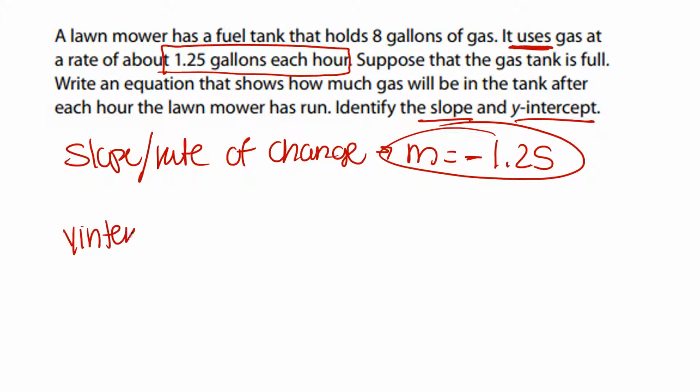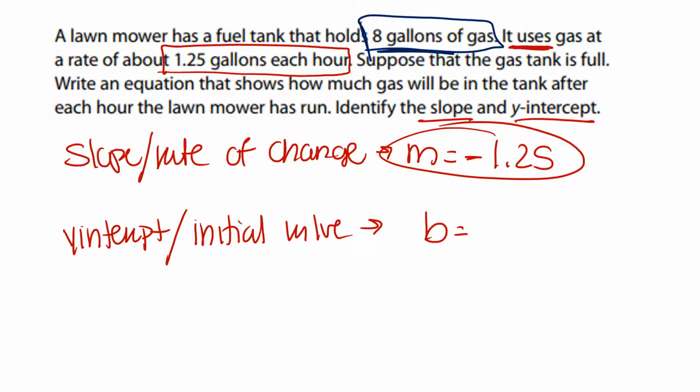The Y-intercept, also called the initial value, is letter B. Letter B is where it starts. It starts with the gas tank full with 8 gallons of gas.